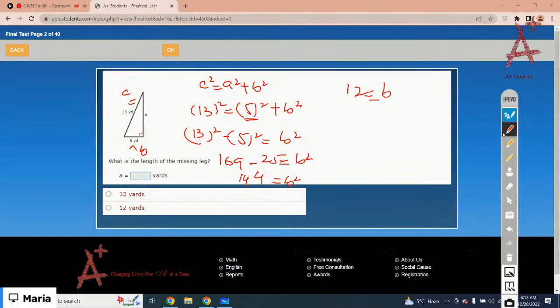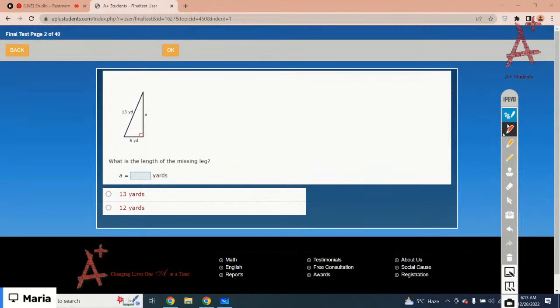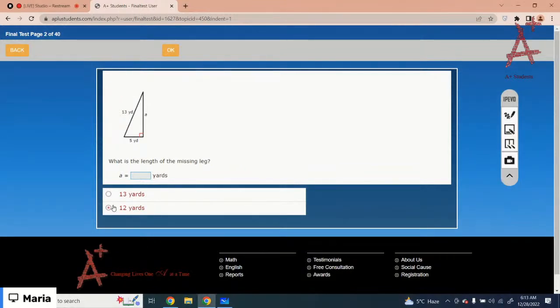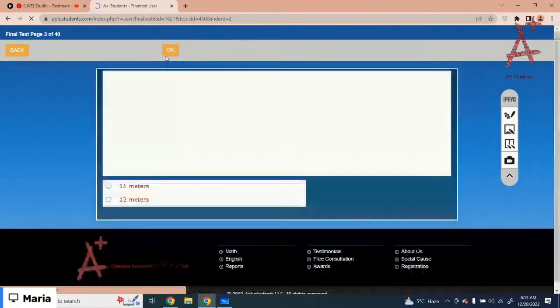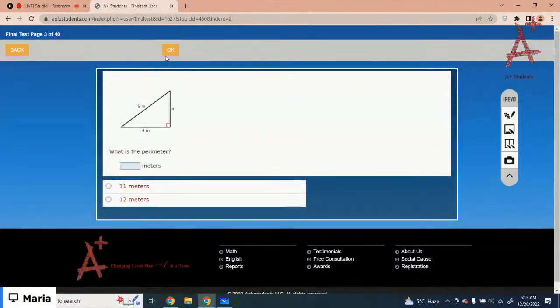So select the correct option, then click on the OK button. Okay, you have to do the same thing. Let me just see which is the correct option.